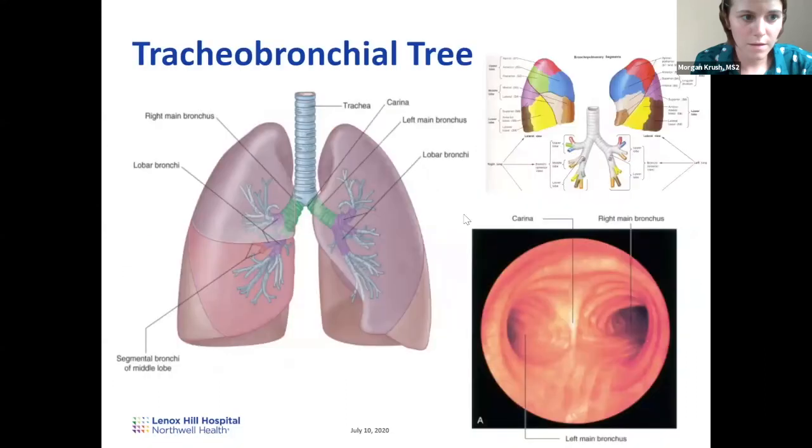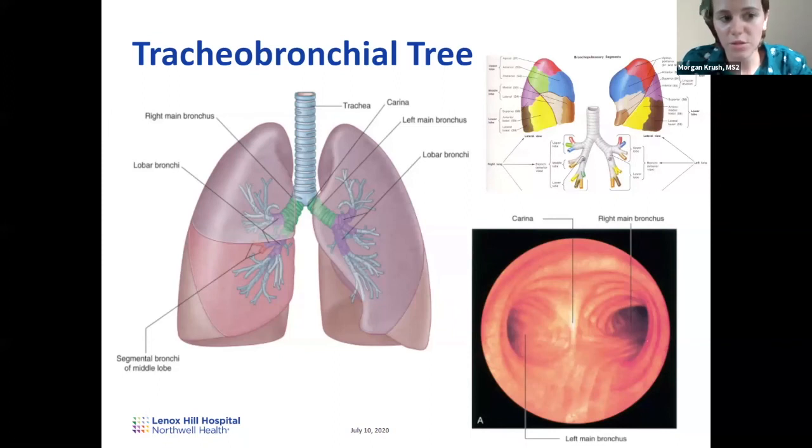So really quickly, we need to get air to the lungs to start with. So how do we do that? We'll just start below the larynx. So we're at the trachea, and there are two specific zones of the tracheobronchial tree. There's the conducting zone and there's a respiratory zone.